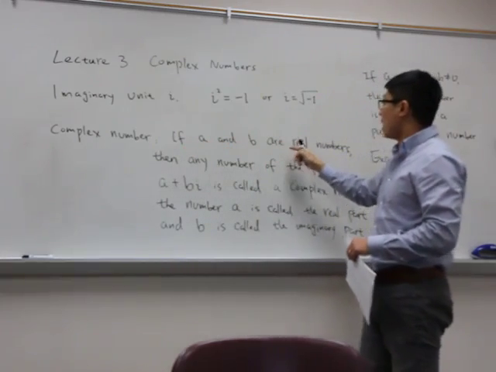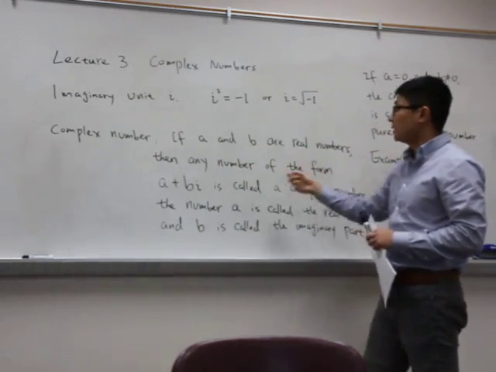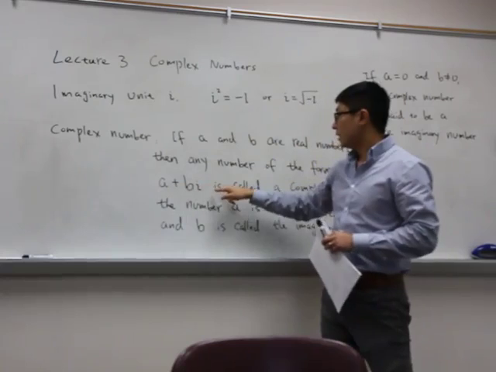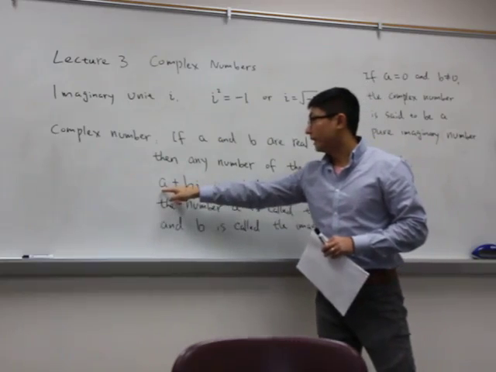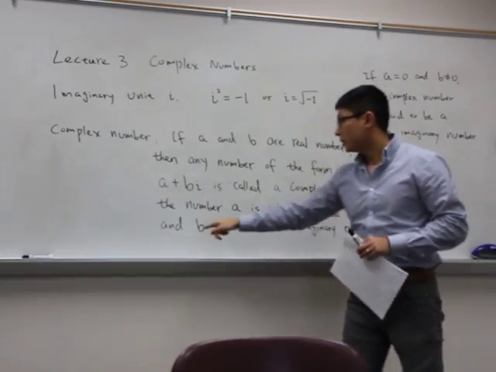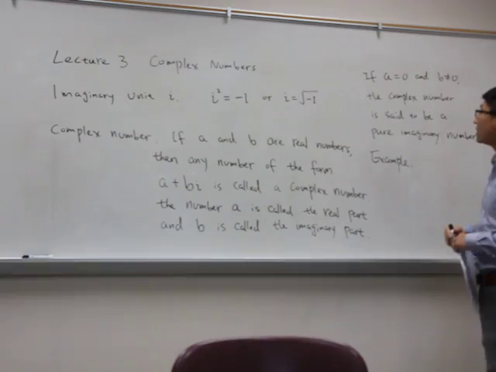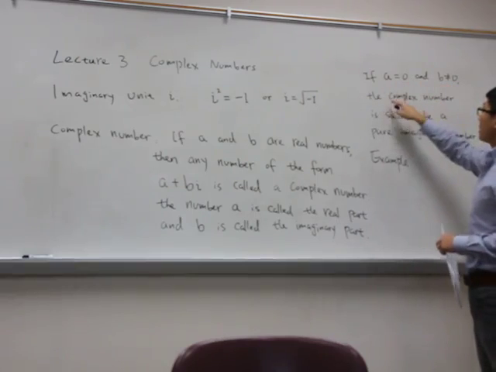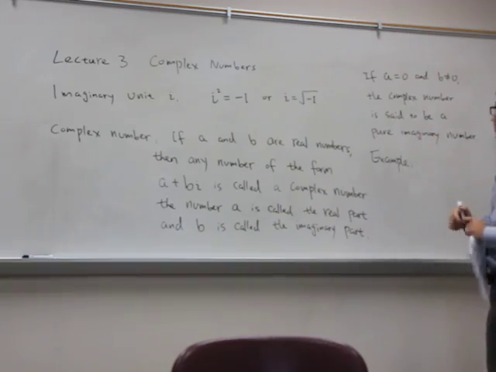If a and b are real numbers, then any number of this form, a plus b times the imaginary unit i, is called a complex number. Now, in this complex number, the number a is called the real part, and the number b is called the imaginary part. And if a equals 0 and b is not equal to 0, the complex number is also called a pure imaginary number. So let me give you some examples.